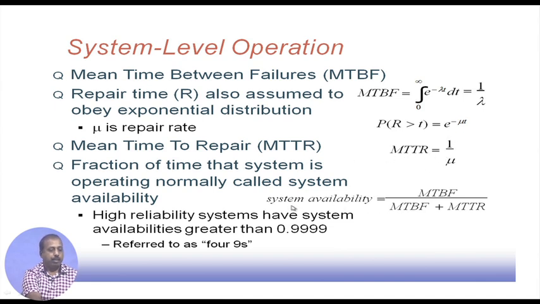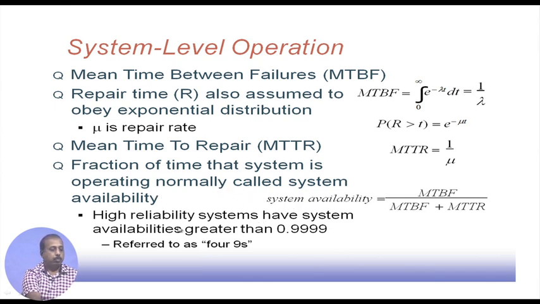So system availability, that is how much time the system is available, is basically the mean time between failure divided by the total time for the system. So this is MTBF divided by MTBF plus MTTR. This is the fraction of time the system is operating normally. So that is system availability.